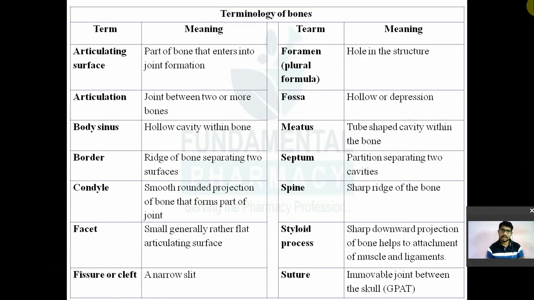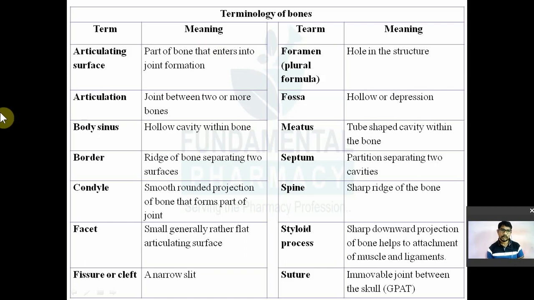Now there are certain terminologies related to bone and articulation. First one is known as articulating surface. Articulating surface means a part of bone that enters into joint formation. If two bones form a joint, then some part of one bone and some part of the other bone come together to form a joint. So it is nothing but the part of bone that enters into joint formation. That is an articulating surface.